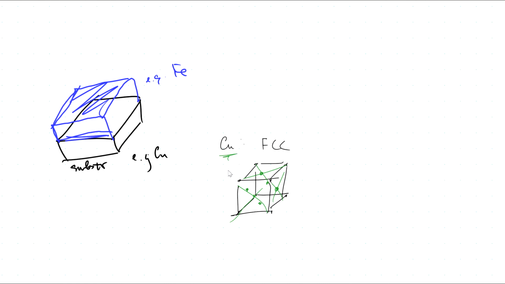Now for copper, for face-centered cubic, the lattice spacing A in this case is equal to, I have it written down, 3.597 angstrom. As a note, 1 angstrom is 0.1 nanometers. Or we can write down 1 angstrom is 10 to the negative 10 meters. Okay, so this is copper.